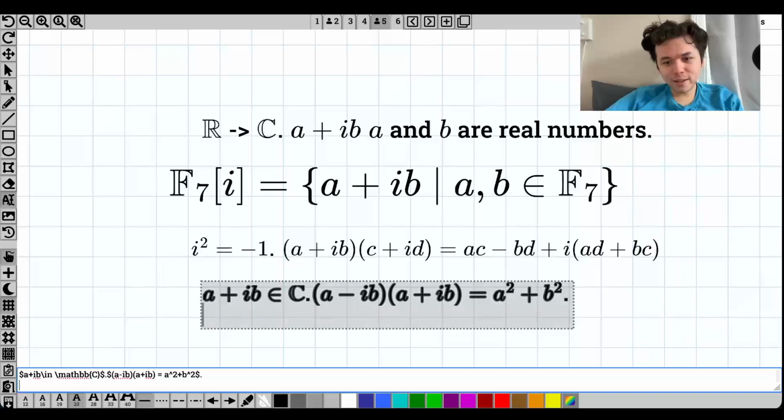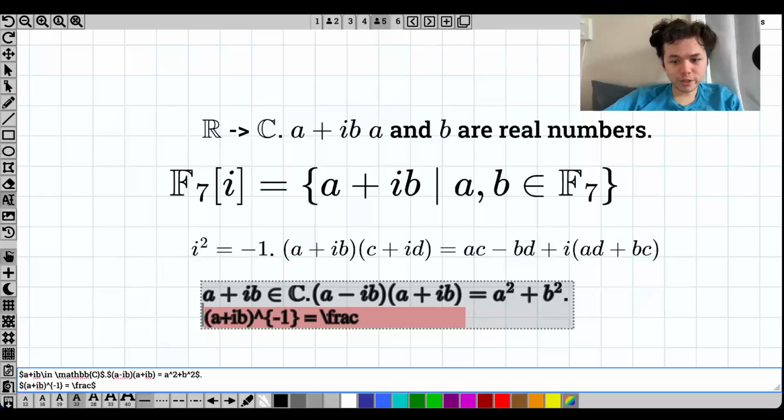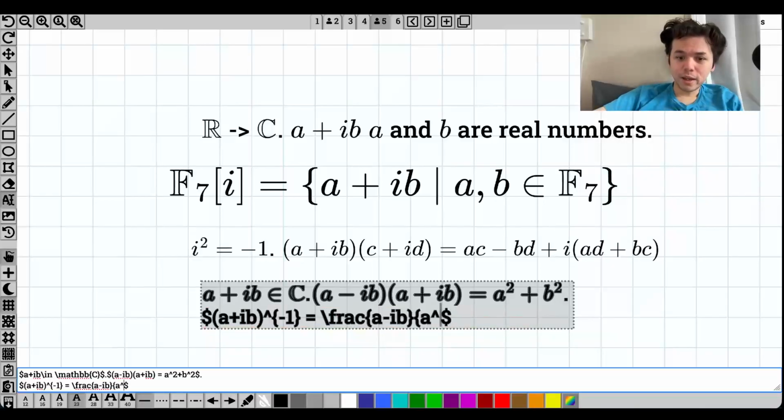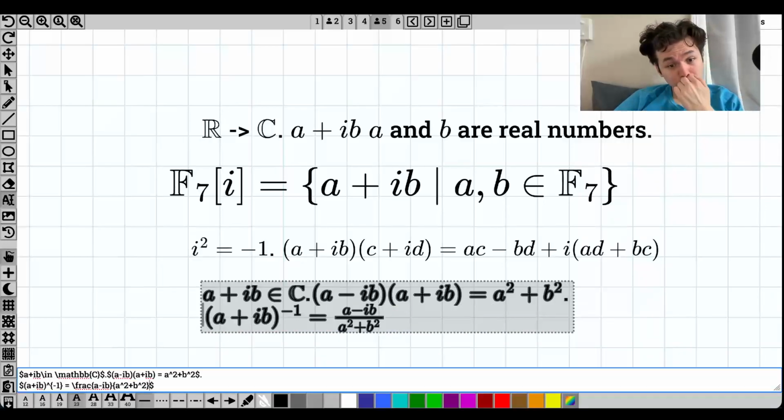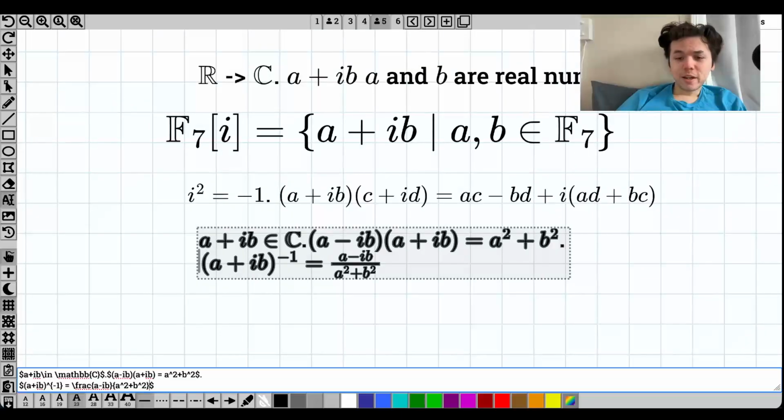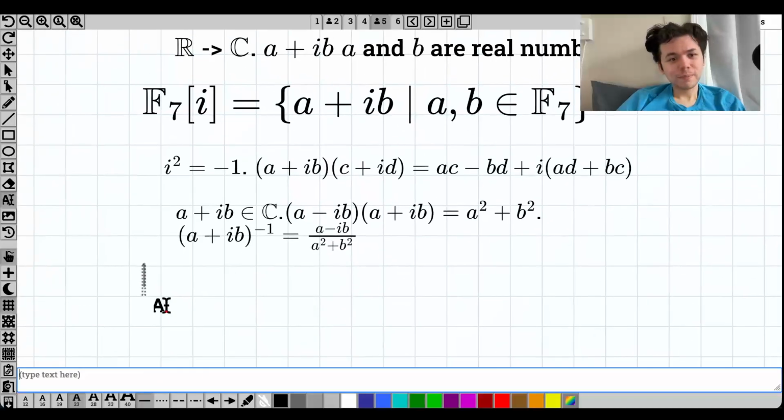And so what does that tell you? Well, that tells you that a plus ib inverse in the complex numbers is exactly this: the fraction of a minus ib. You take the conjugate, and then you divide by the norm. And so, can you just do this over the integers mod 7? And the answer is yes, you can.